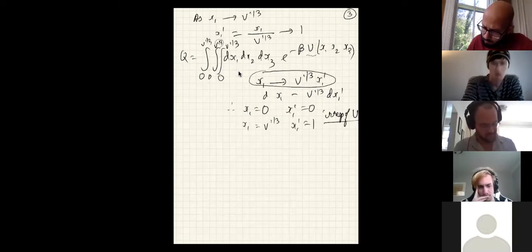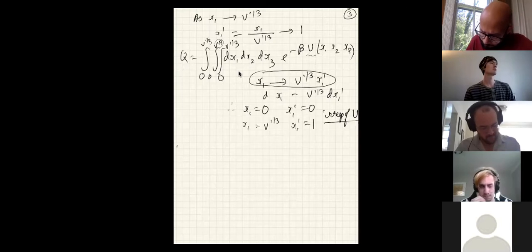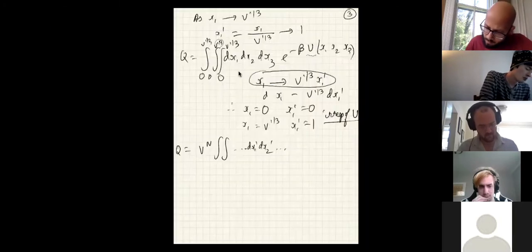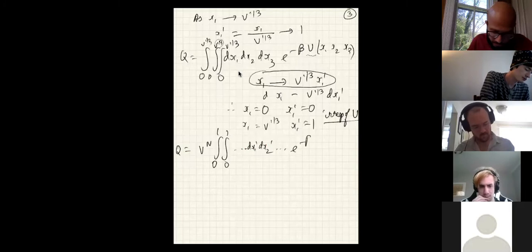So our Q in general will have this form: v to the power N, dx1 prime, dx2 prime, and so on. By the way, this is Chandler exercise 7.11, which I'm solving over here. Each from 0 to 1, e to the power minus beta u, and u was a function of rij, the distance between two particles. So that's what we will be differentiating with respect to.